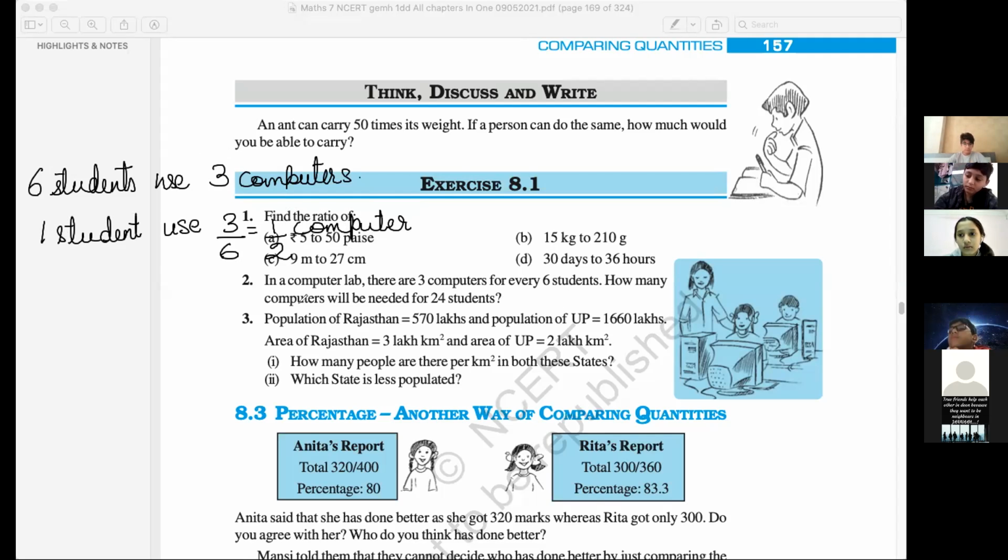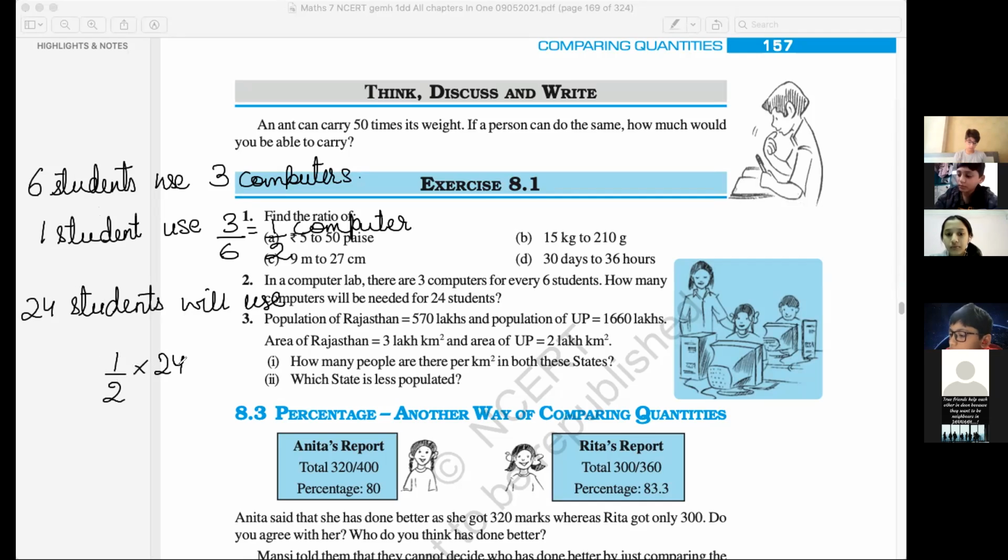Then how many computers will be required for 24 students? 1 by 2 into 24. So your purpose is to find out for 1 student, and then we just have to multiply. Please write down these statements. 24 students will use 1 by 2 into 24, which is 12 computers. So this way you have to write the answer.